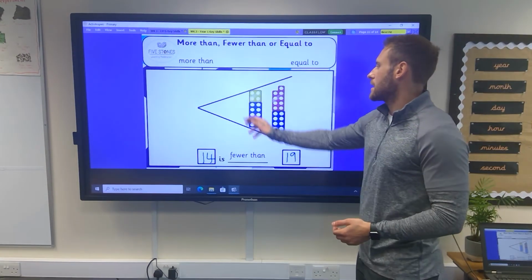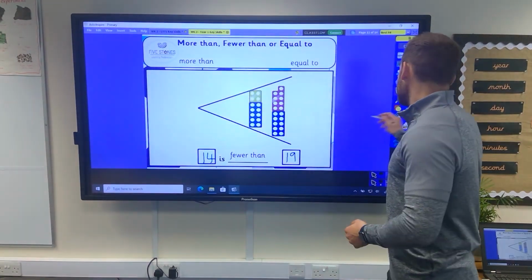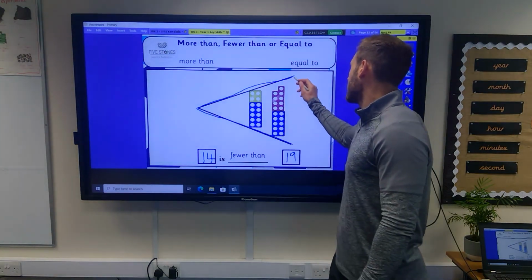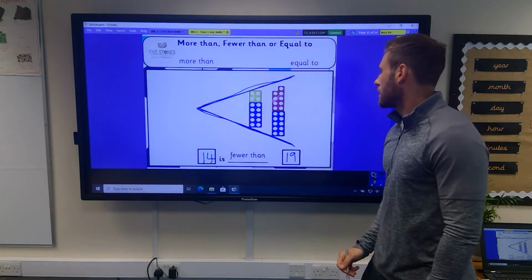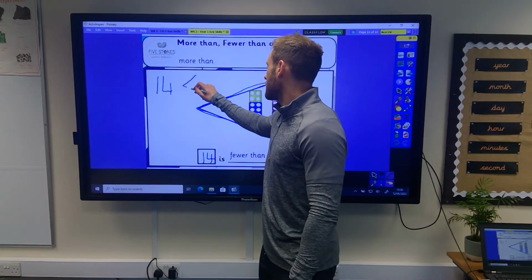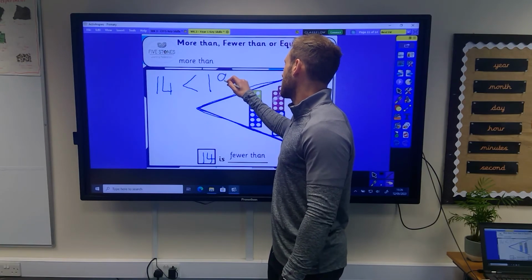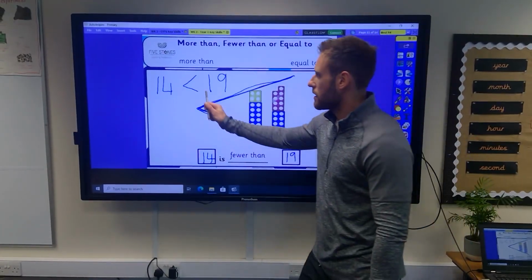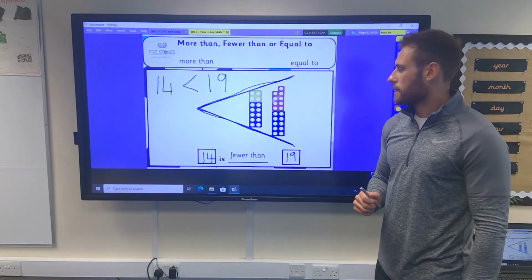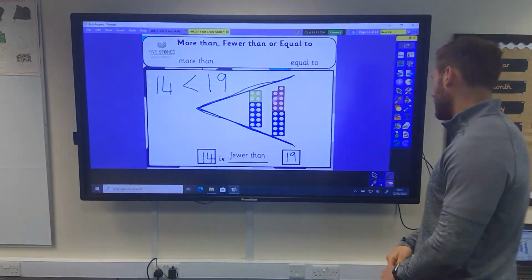We can't fit as many in this part as in this part, so this is our fewer sign. So another way we might see this sentence is 14 is fewer than 19. Some people say 14 is less than 19. Well done if you managed to spot that.